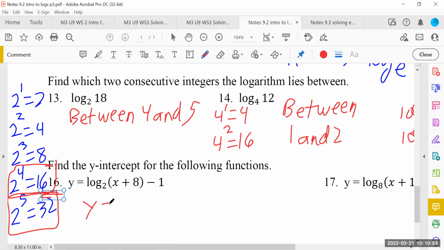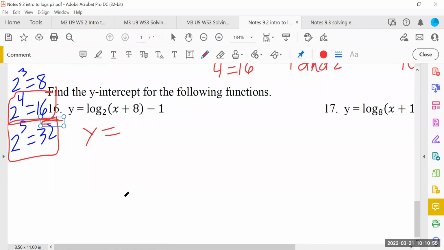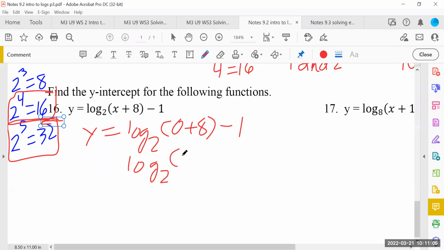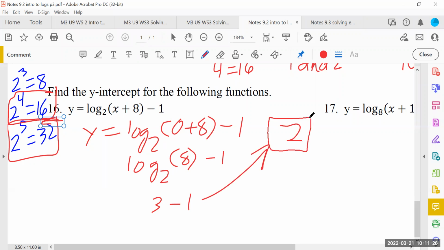So y is equal to log base 2 of (0 plus 8), minus 1, which means log base 2 of 8. Notice how I'm keeping that in parentheses to remind myself, I can't do 8 minus 1. I need to do log base 2 of 8 first, get an answer, then subtract 1. So 2 to the third power makes 8. 3 minus 1 is 2. My answer is 2.